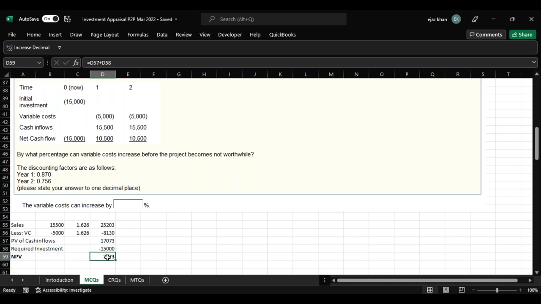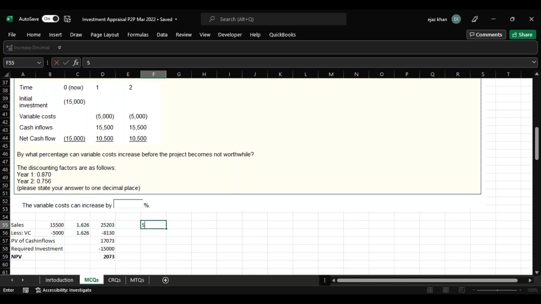But since this NPV condition is dependent on our sales revenue and our variable costs, if either of these two changes, the NPV will change. So how much change can we afford in one of these two variables? In this case, they are asking for the change in the variable cost, so we'll just focus on the variable cost.